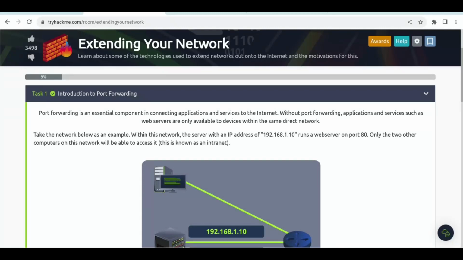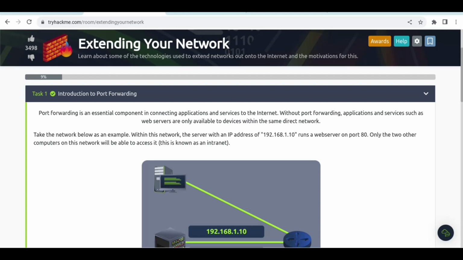Today I'll be covering extending your network, and we'll be learning about some of the technologies used to extend networks out onto the internet and the motivations for this. Moving on to task 1.